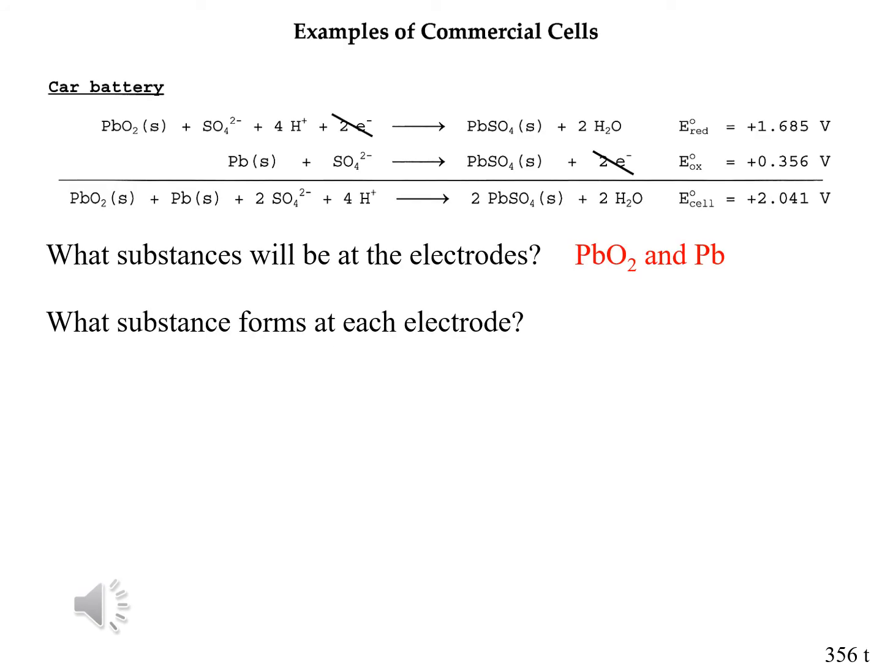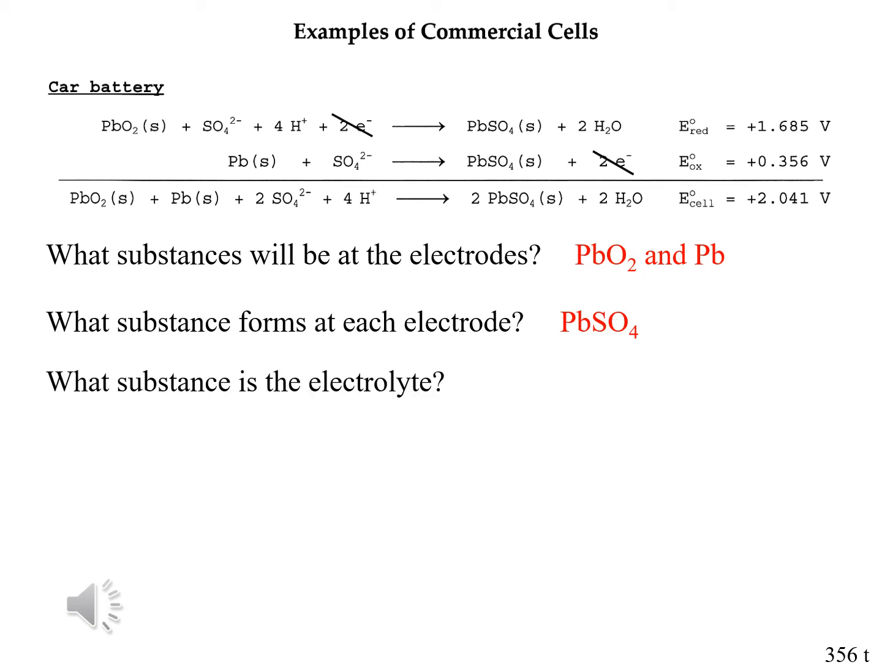The next question is, what substance forms at each electrode? If you look at the half reactions, the substance that forms is PbSO4, and it's the same thing at both poles. I don't know of another battery that ends up having the exact same thing at both poles when it's dead, but this one is unique in that.